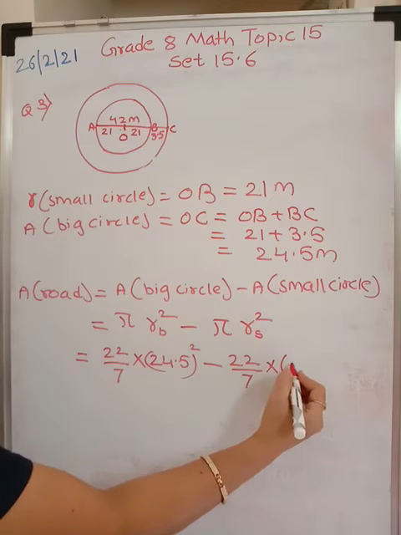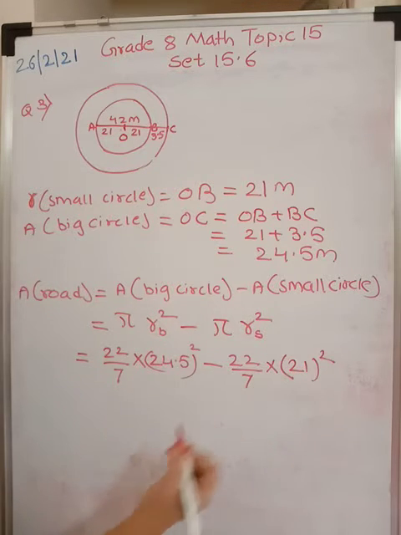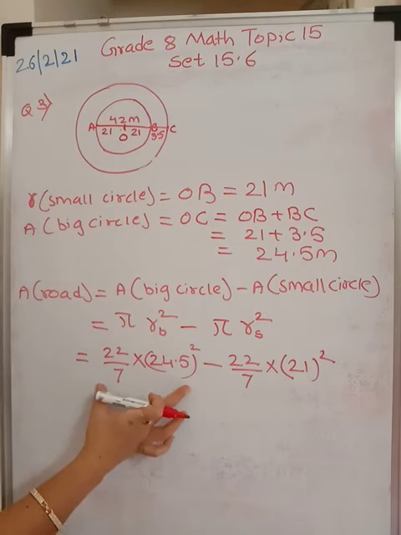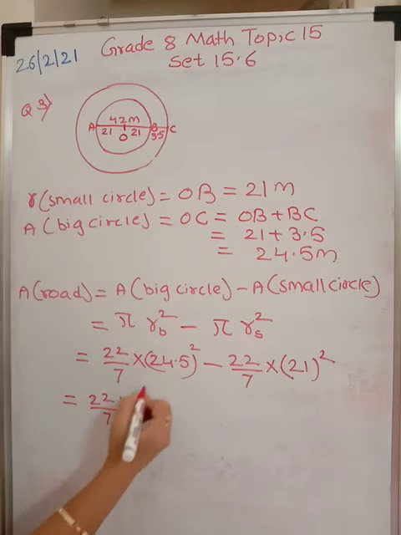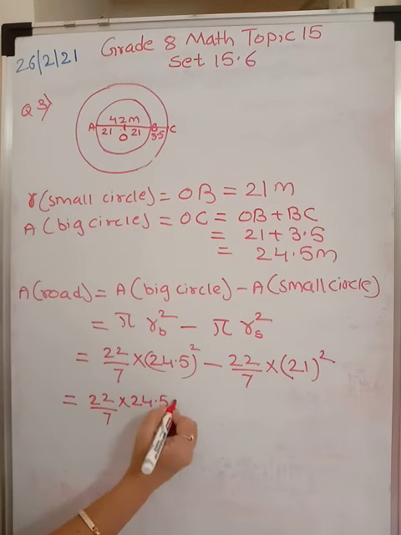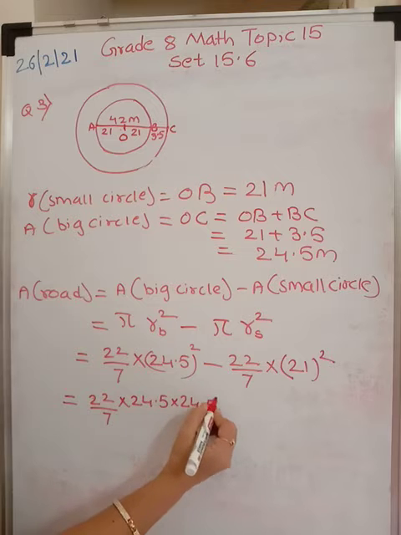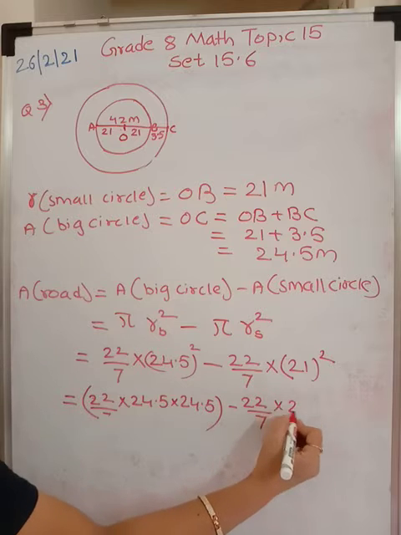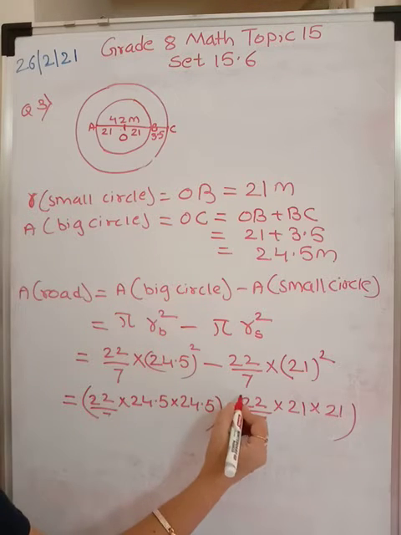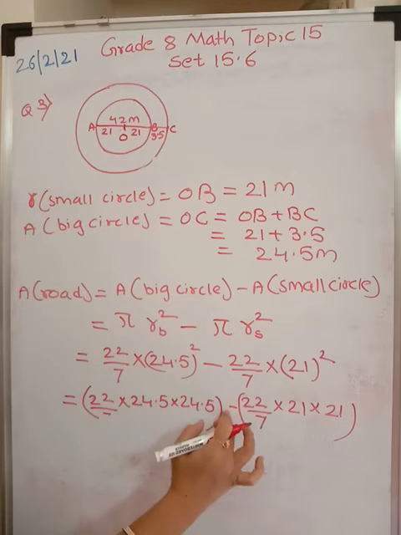into the radius of the small circle, which is how much? 21 square. Now what will we do? We will find this out separately and then we can subtract. Are you understanding me? So let's do it over here. First we have 22 upon 7 into this square, that is 24.5 into 24.5. So this is first. From this, 22 upon 7 into 21 into 21. This is second. So let us calculate this separately and then subtract them.